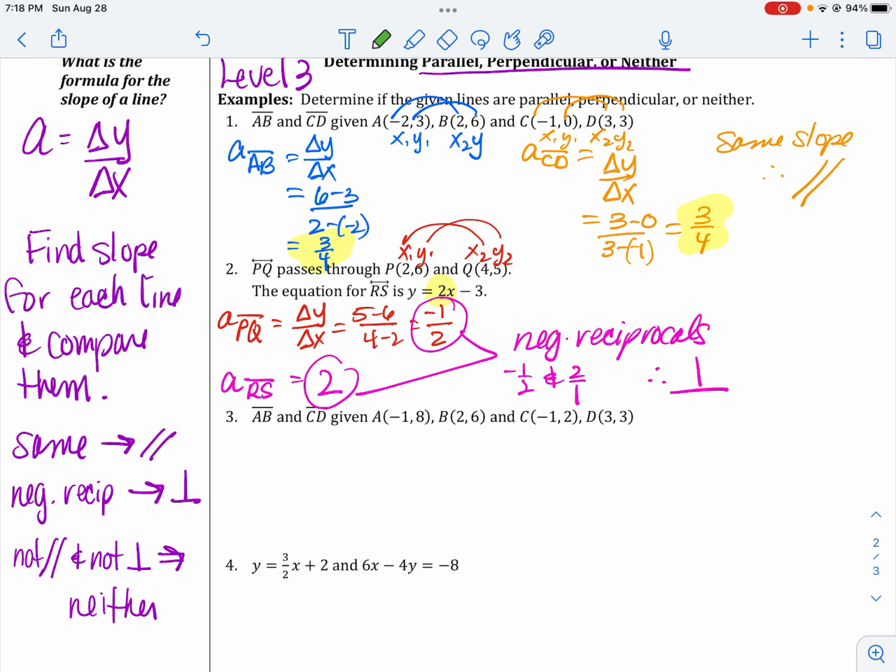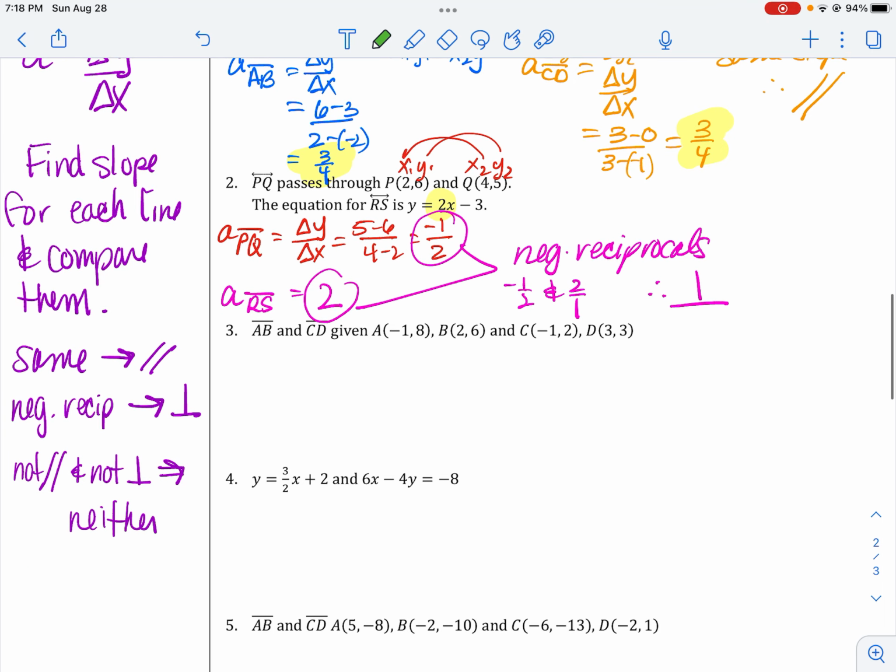Number 3 goes back to 2 sets of coordinates. So the slope of AB is 6 minus 8 over 2 minus a negative 1. So that's negative 2 over 3.